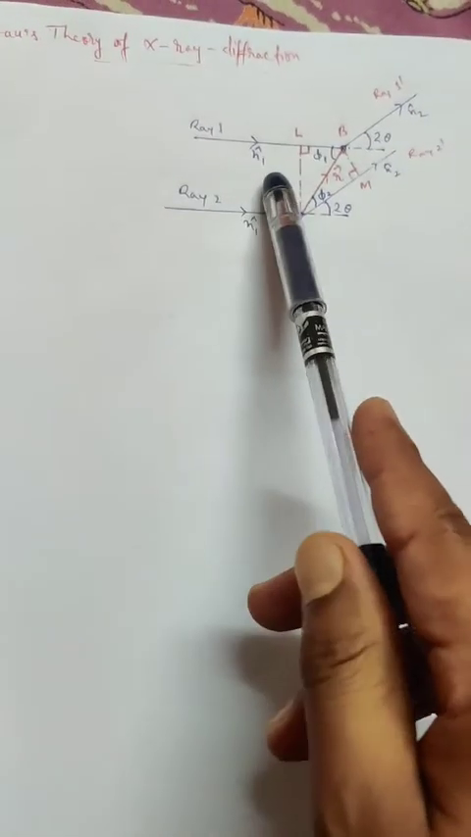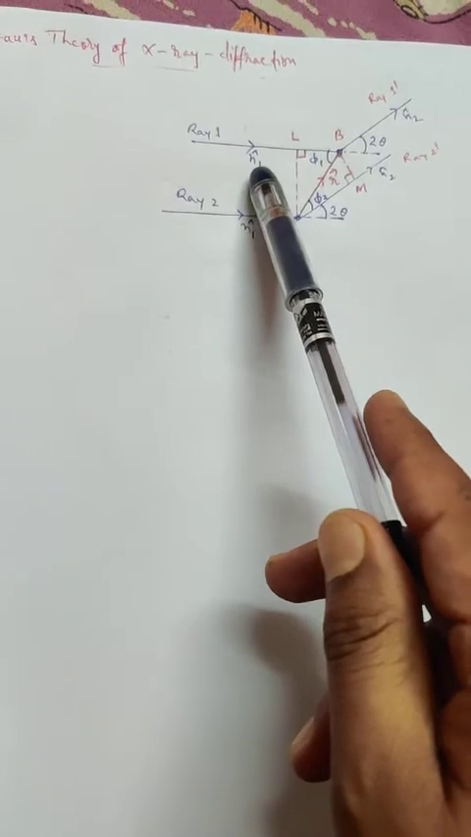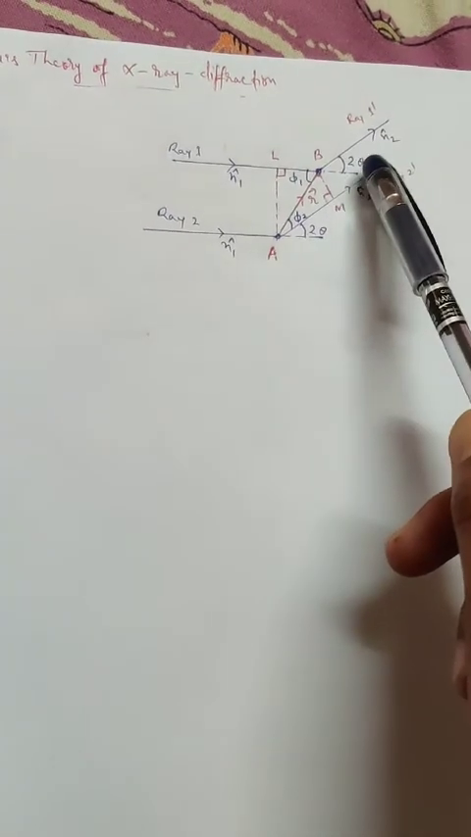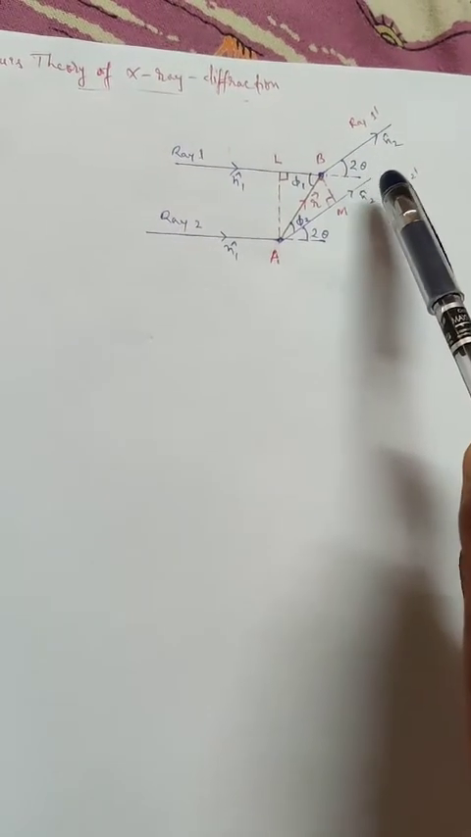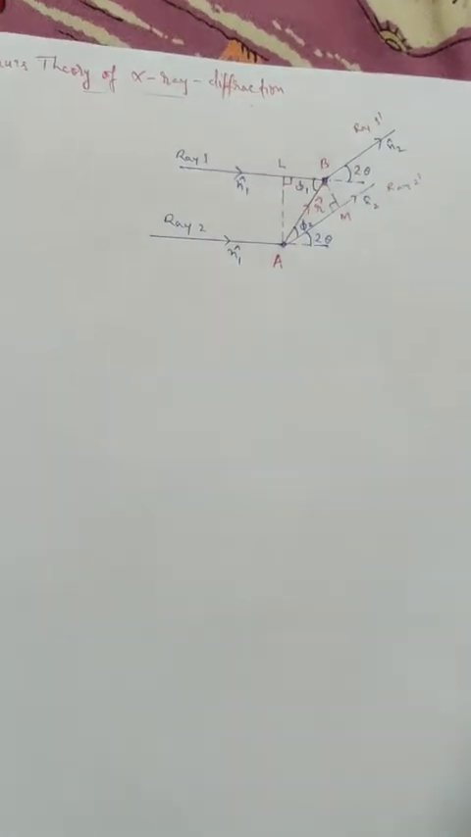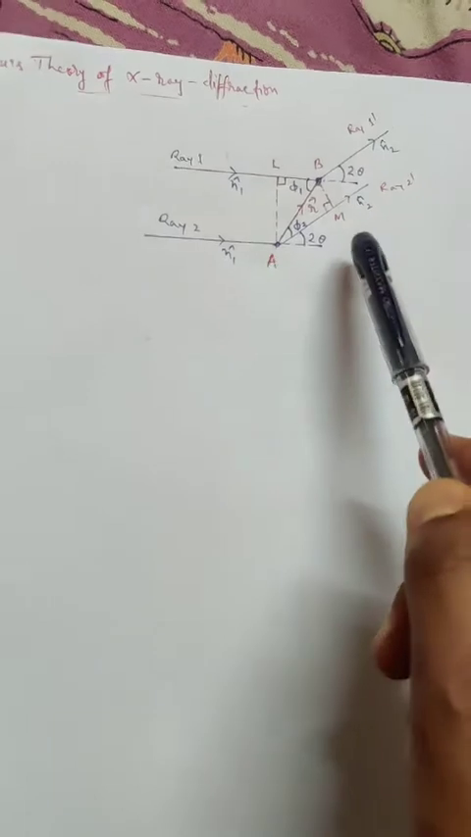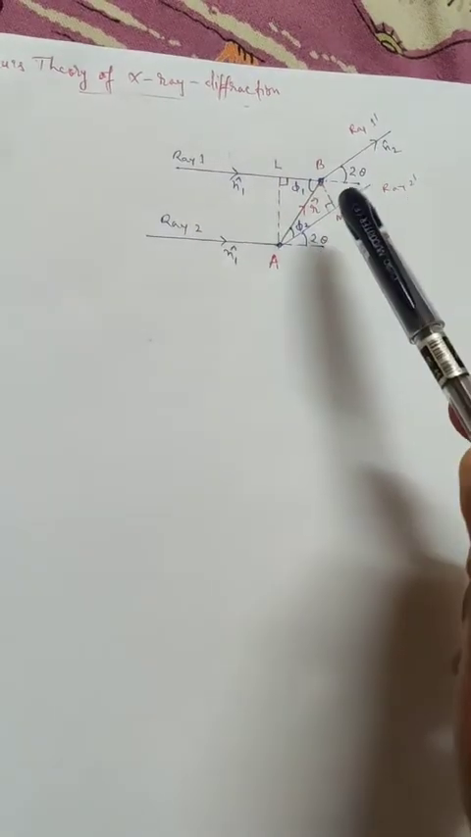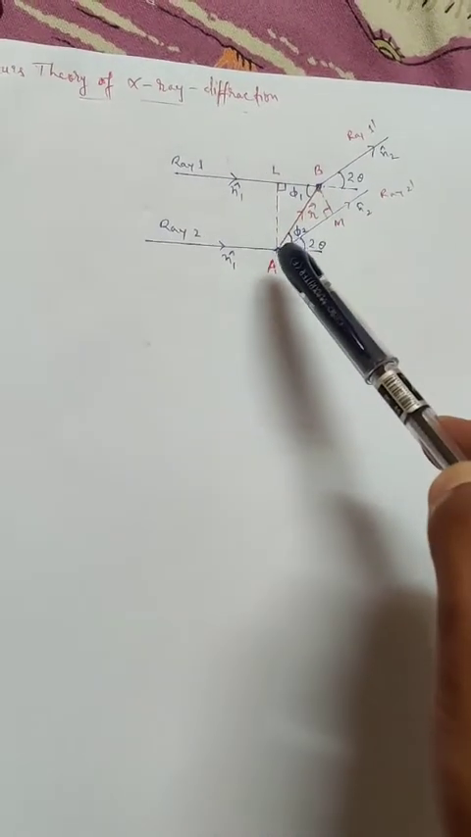So the unit vector that gives the direction for ray 1, the incident ray, is n1, and for the scattered ray your unit vector is n2. These unit vectors n1 and n2 give the direction. Now this 2 theta is the scattering angle between the incident ray and the scattered ray. Now let us draw a perpendicular from B to M and A to L.